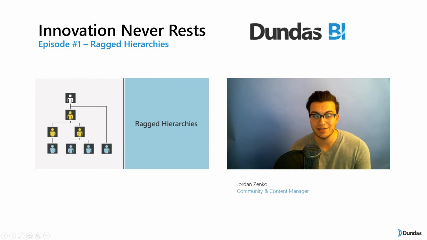The one downside to this, however, is that our rapid release cycles may mean it's difficult for you to stay up to date on what's new in Dundas BI. This is why every 2 weeks, we'll be releasing a new blog and a video to accompany it that highlights a new feature that's available in Dundas BI. So sit back, relax, and enjoy the first episode on ragged and unbalanced hierarchies.